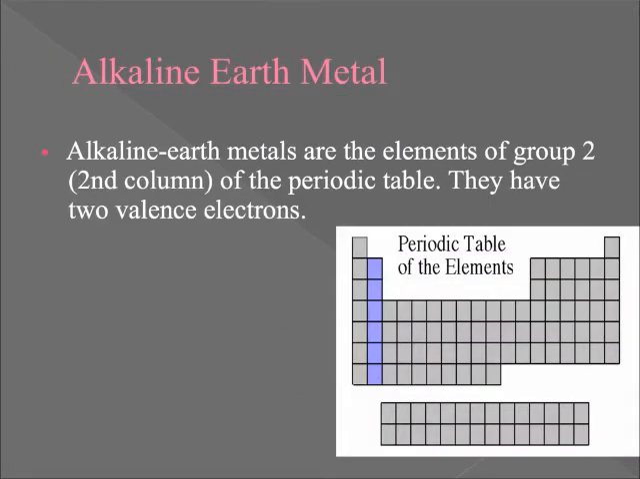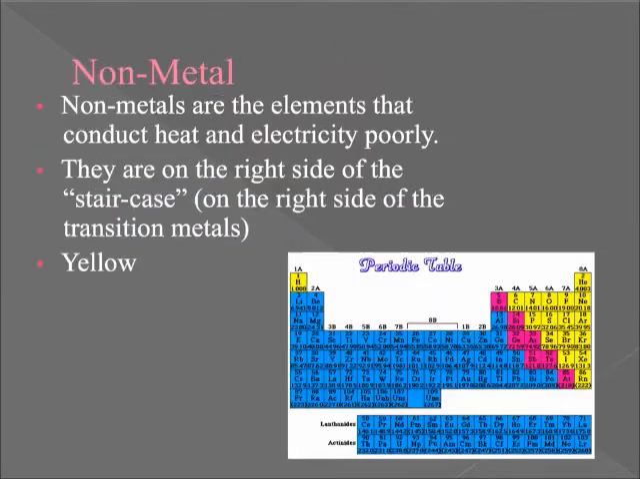Alkaline earth metals are elements found in the second column. They have 2 valence electrons. They have 2 electrons on their outermost shell. Using your periodic table, give me some examples of alkaline earth metals.